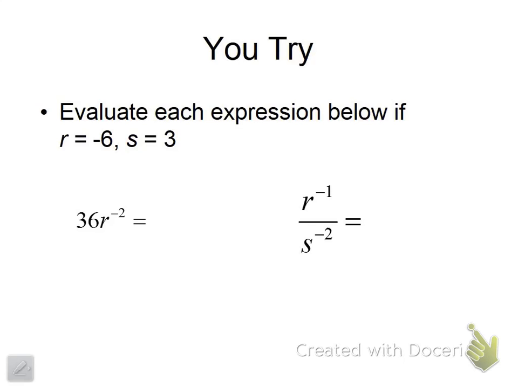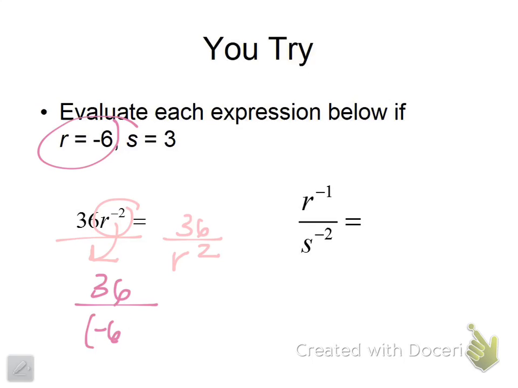Okay, this one, we have a negative, so we need to drop it down. So it's going to be 36 over r squared. Let's go ahead and plug our r in. So we're going to have 36 over negative 6 squared. So 36 over negative 6 times negative 6 is 36. 36 over 36 is 1.